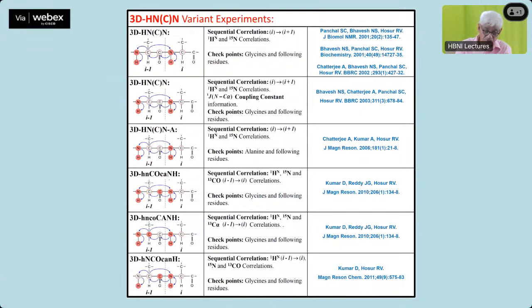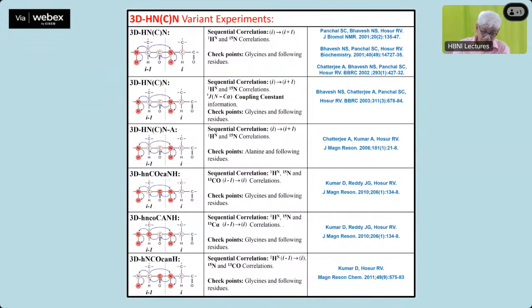HN to nitrogen, nitrogen to carbonyl, carbonyl to C alpha, and C alpha to the nitrogen, and you detect, transfer this here. See, the carbonyl is used in the pathway, but you don't detect it. You detect the C alphas, the nitrogen, and the amide protons. So you have the glycines and the following residues as checkpoints.